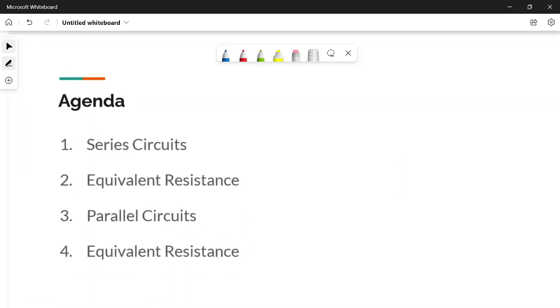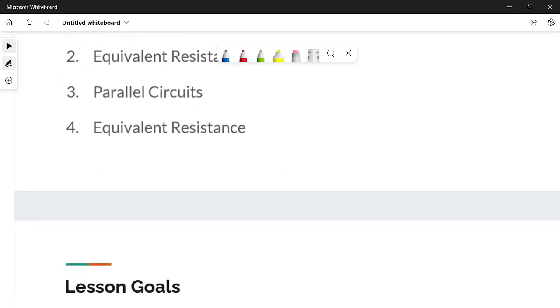So first, series circuits, and we'll talk about equivalent resistance, which is a really important concept for us to be able to map out and puzzle out circuits and find various values in the circuit, like current and voltage drops and all these kinds of things. So we'll do that for both parallel and series circuits.